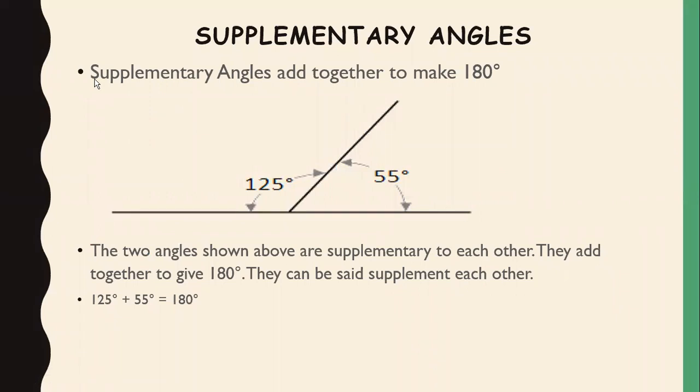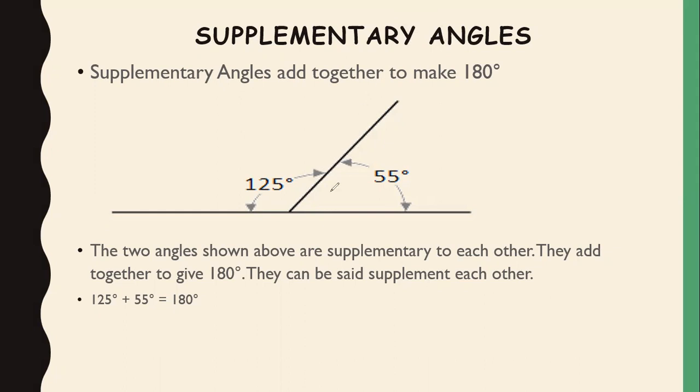Now the next we want to consider is the supplementary angle, right? By definition, supplementary angles are angles that add up to 180 degrees. Is that clear? When we have two or more angles that add up to 180 degrees, they are supplementary, right?